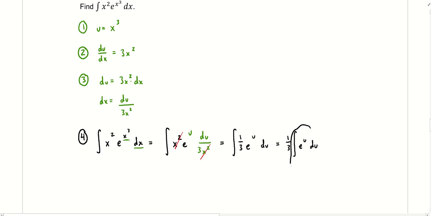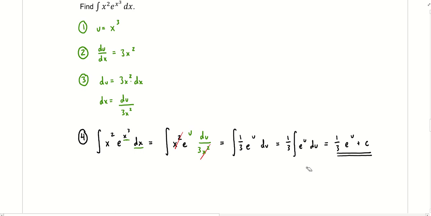So now the integral itself looks a lot easier to solve than this. We're just integrating e to the u, which is a nice, easy integral to calculate. So if I solve this, I have the 1/3, I'm going to leave that out there. The integral of e to the u, the function that has e to the u as the derivative, is e to the u. So this is going to be 1/3 times e to the u plus that arbitrary constant c. So, nice, easy integral to solve once we have it in this form.